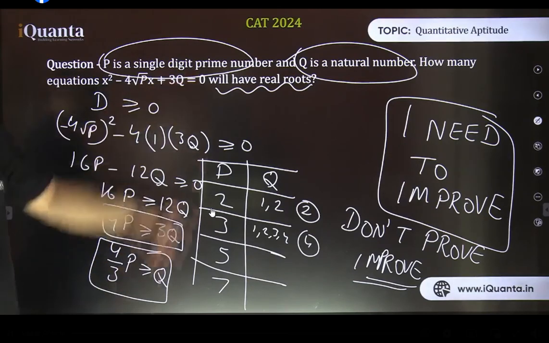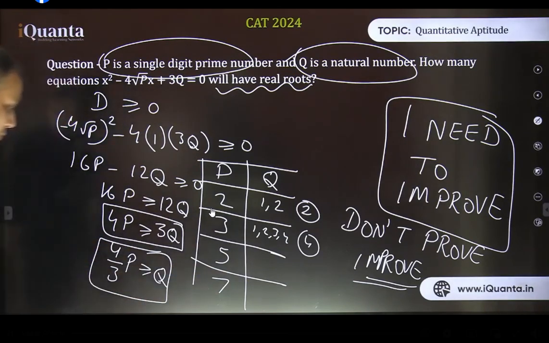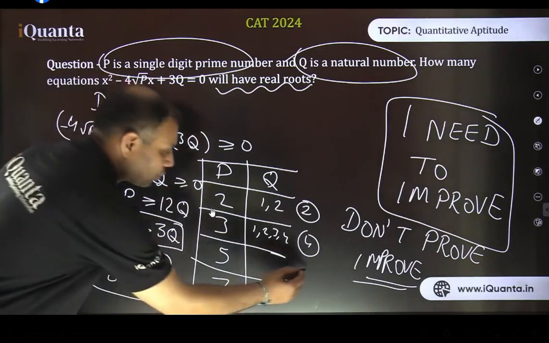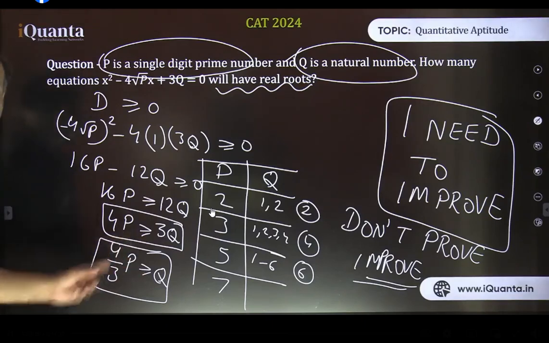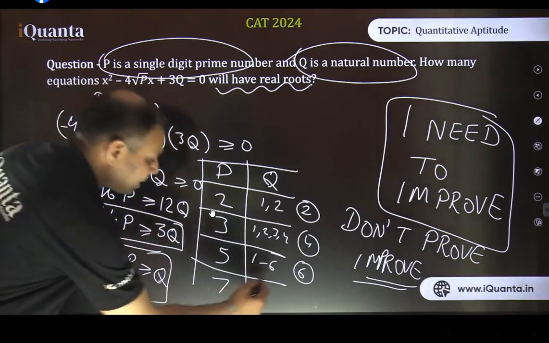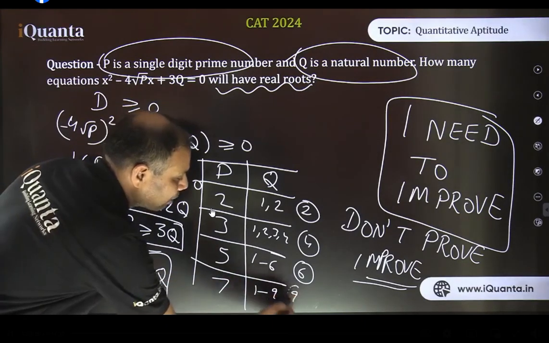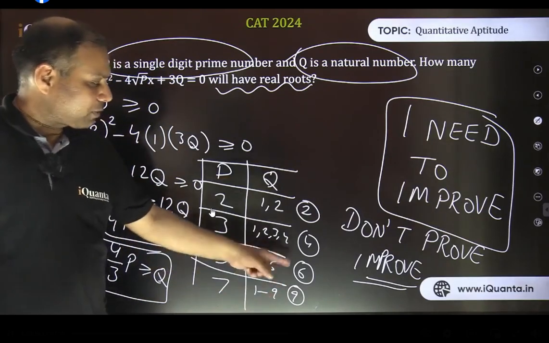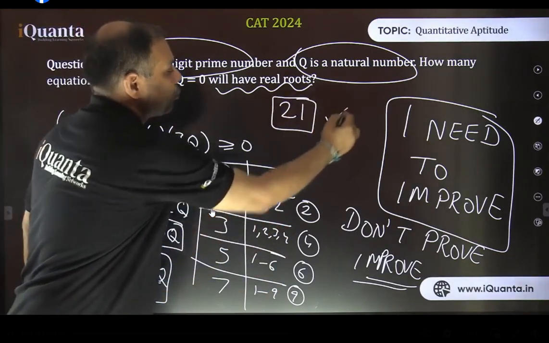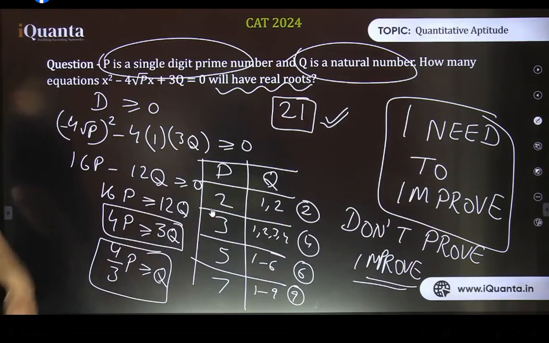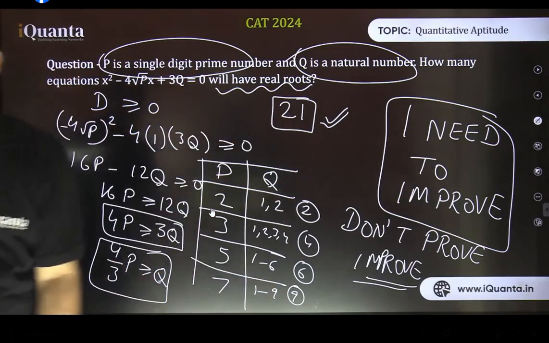You missed the word prime. Okay. And same way for 5, if I put 5, so 5 into 4, 20, 20 by 3 is 6 and something. So q can be up to 6 only, so 6 values. It can be anything from 1 to 6. And finally, when we are taking p equal to 7, so 28 by 3. 28 by 3 means 9 and something. That means the value of q can be up to 9. So 9 possible values. So total you just need to add that: 9 plus 6, 15, 15 and 4, 19, and 2, 21. So the required answer here is 21. How many equations will have real roots? 21. Fine.